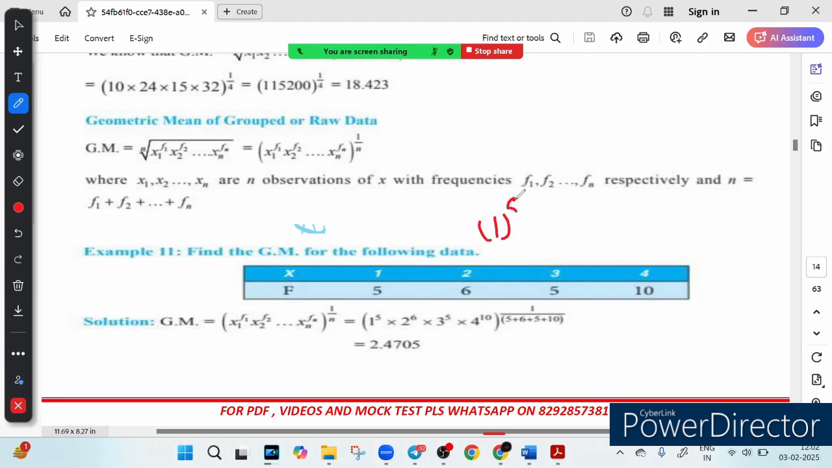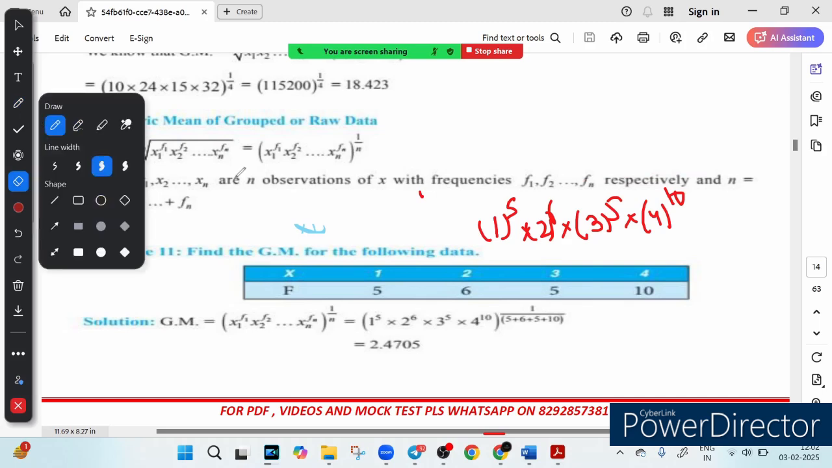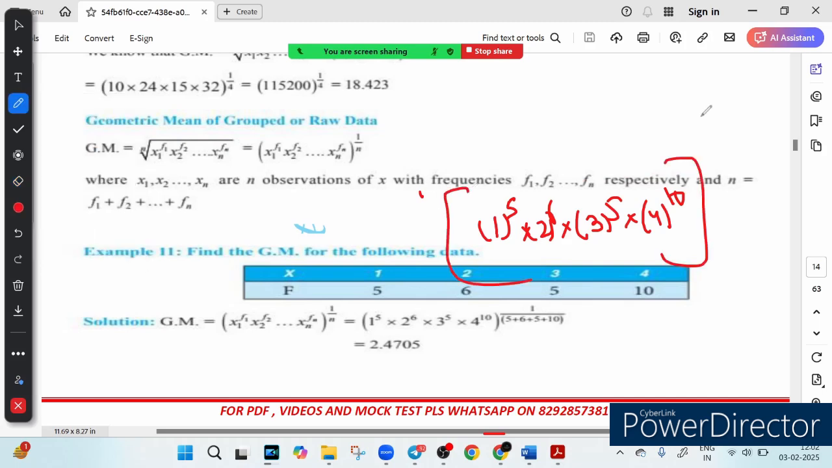So 1 to the power 5, 2 to the power 6, 3 to the power 5, 4 to the power 10, and divided by... no need to write like this, and don't take under root, divided by how many numbers there are. What is n? N is the sum of all the frequencies, right? Remember, n is f1 plus f2 plus f3 plus f4 plus fn.